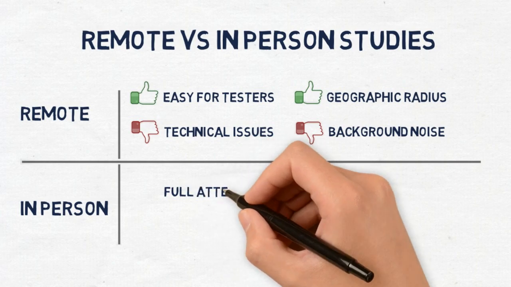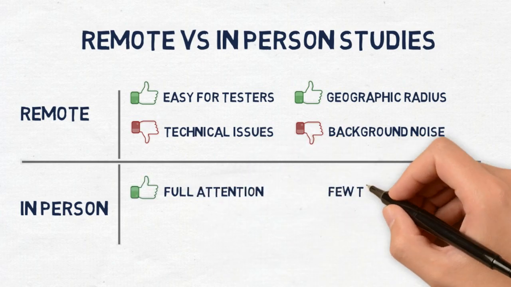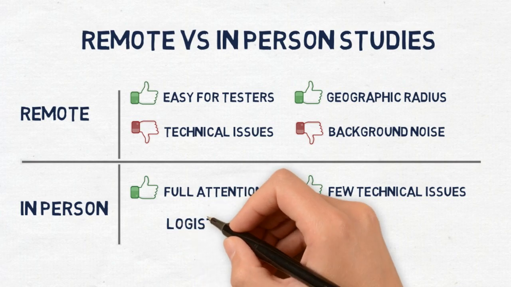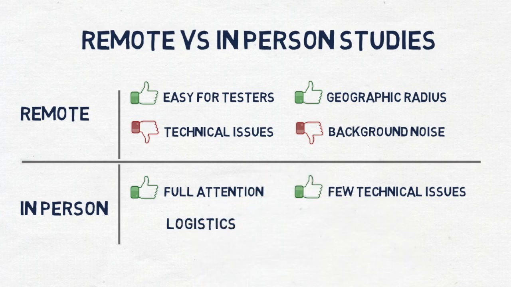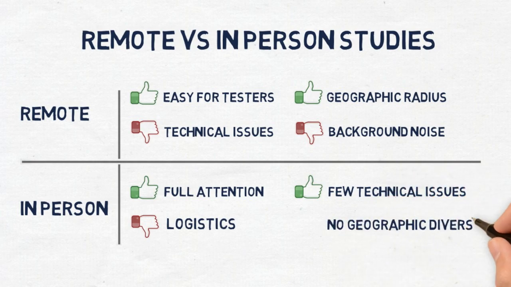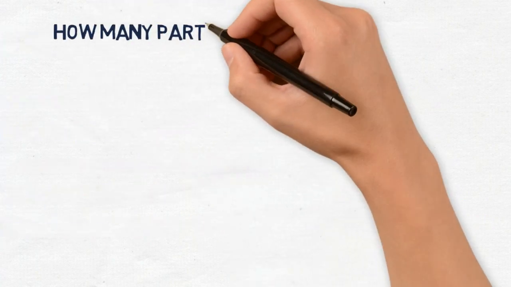The upside to running in-person research is that you have the participants' full and undivided attention, and you have less risk of technical issues. The downside of conducting in-person research is that participants may have a hard time finding your location. Dealing with logistics for getting the participants to the location can be frustrating. It also limits the pool of people that you can recruit to nearby people, which is tricky when you need a very specific demographic. Next, let's talk about how many participants you should recruit.